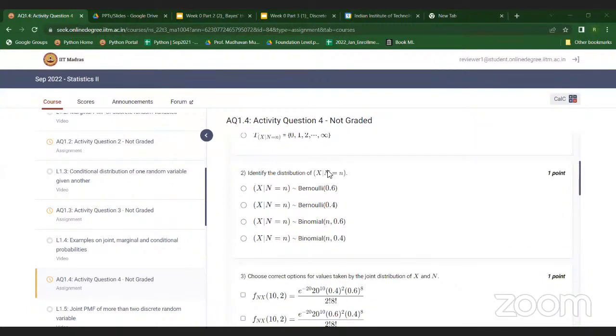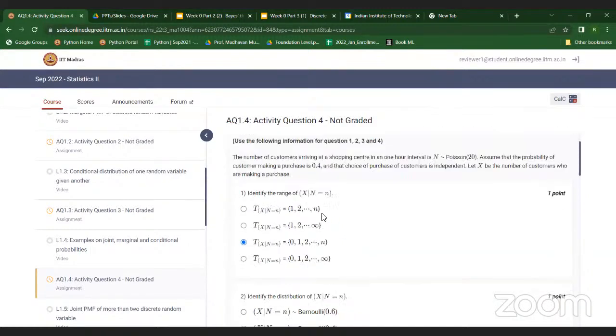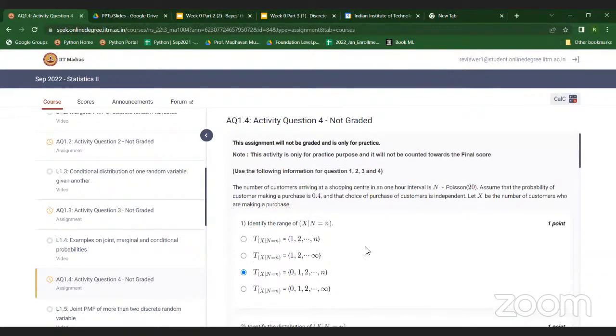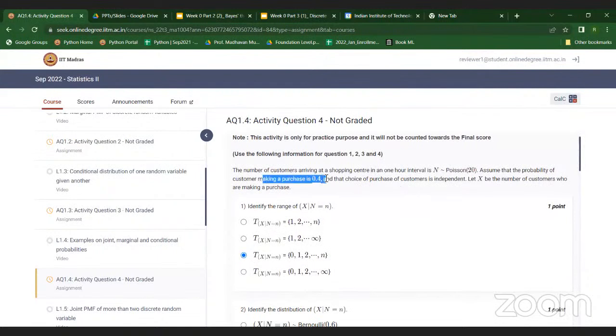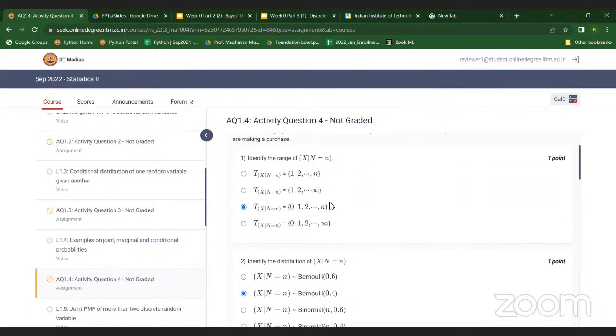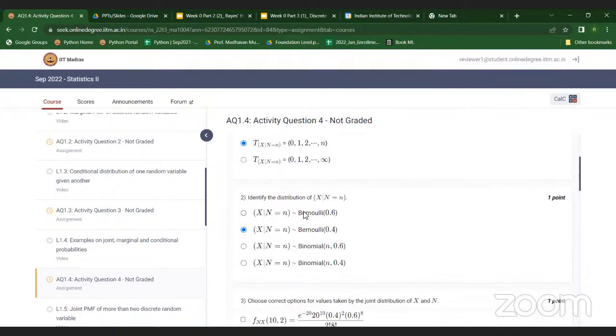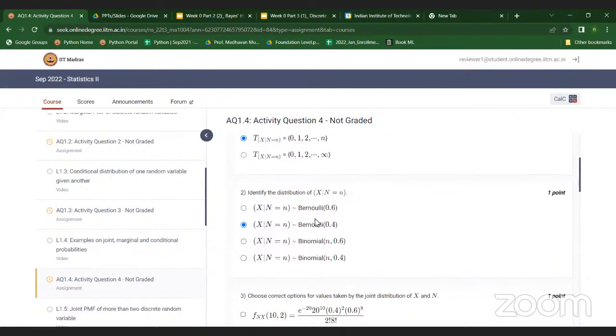Okay, so the second one: X given N equals n. Here we are basically fixing the number of customers that have arrived. Once we have fixed the number of customers, the distribution for X is going to be Bernoulli, obviously. So X given N equals 10 is going to be Bernoulli with the probability of 0.4, since the probability of success, making the purchase, is 0.4, and X is the number of customers who are making a purchase. It's not going to be 0.6. If the question had been that X is the number of customers who are not making a purchase, then it would have been 0.6. Okay, this is clear.